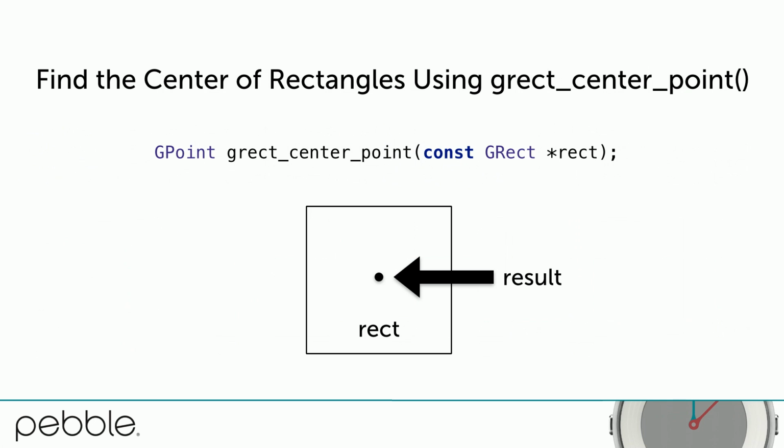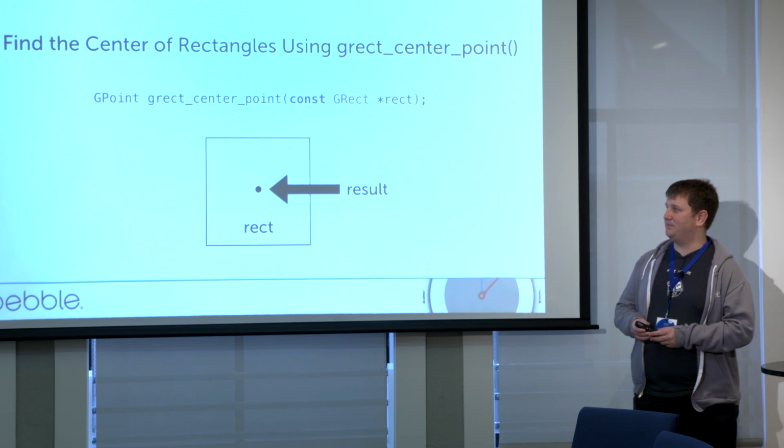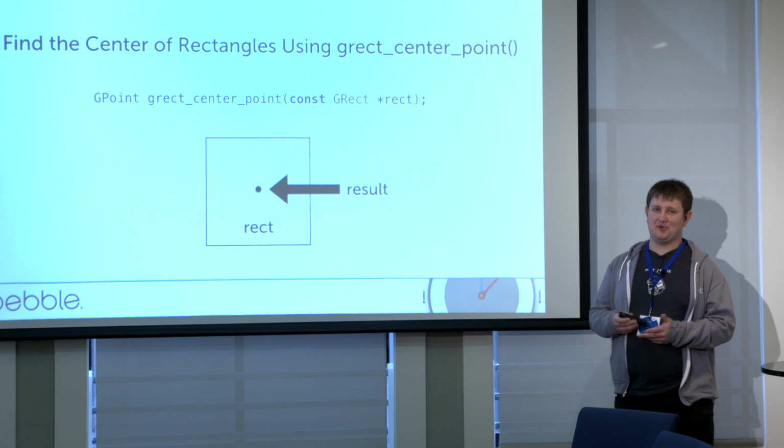And I also wanted to mention a function, grect_center_point, that allows you to calculate the center point of a rectangle. And this is another hopefully useful way of determining the center of something so that you can align other things with it. And yeah, it's pretty straightforward, just returns a GPoint.